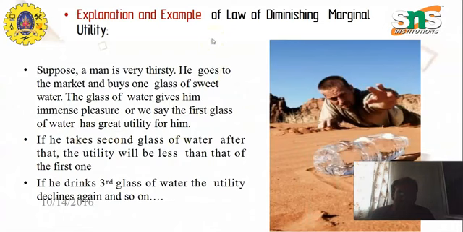Explanation with an example of the law of diminishing marginal utility. Suppose a man is very thirsty, he goes to the market and buys one glass of sweet water. The glass of water gives him immense pleasure, or we say that the first glass of water has greater utility for him. If he takes a second glass of water, the utility will be less than that of the first one which he had already taken. If he drinks a third glass of water, the utility declines again, and so on.